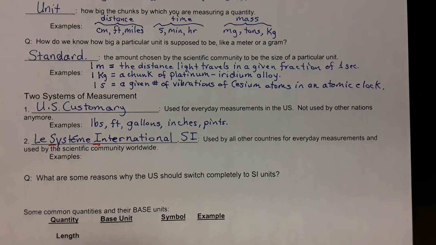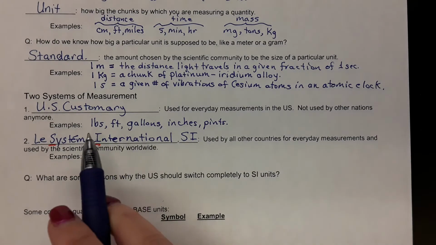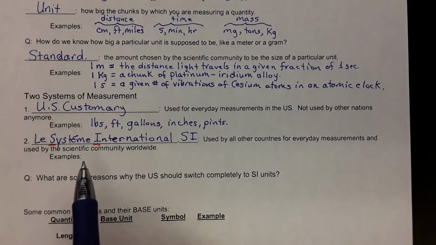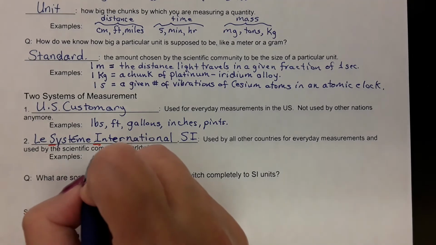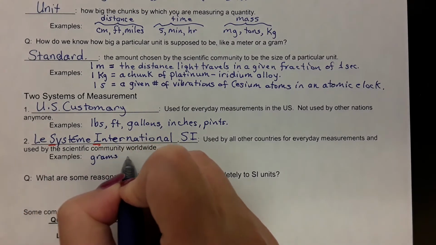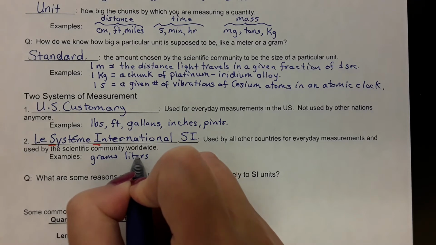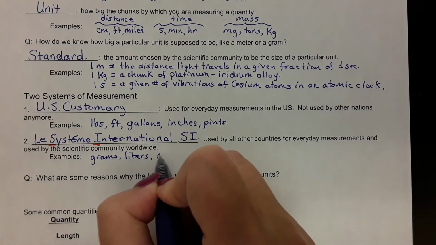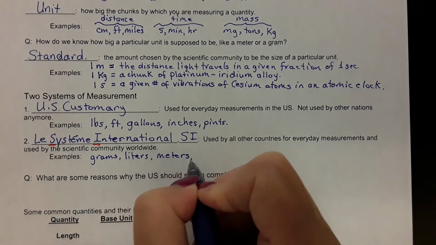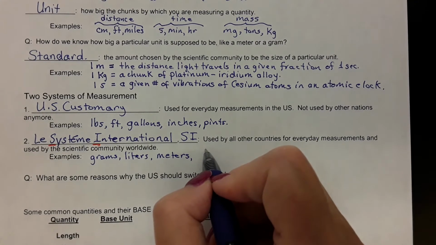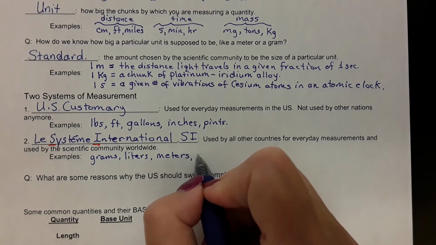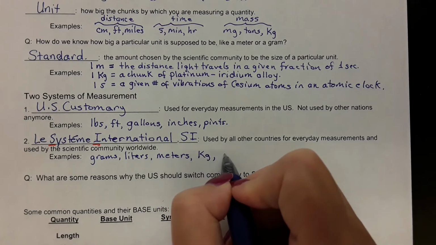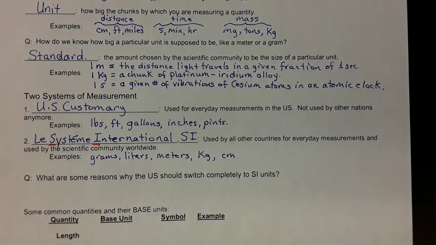We do use SI for science and engineering here in the United States, but for everyday stuff, anything else, we still use U.S. customary. Now, some examples of SI units would be grams, liters, of course, meters, say kilograms, centimeters. All right, measurements like those.